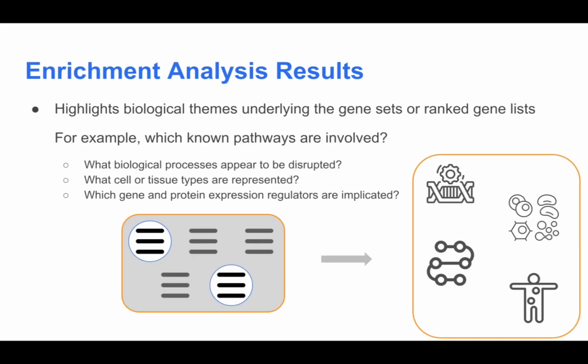But generally, as a wrap up, enrichment analysis results will almost always produce some sort of information that highlights the biological themes underlying the gene set or the ranked gene list that you input into the program or algorithm. For example, which known pathways are involved, which biological processes are disrupted in your data, what cell or tissue types are represented, and also which gene or protein expression regulators are implicated. So you can ask many different questions with enrichment analysis results based on the type of comparison gene set that you're selecting.